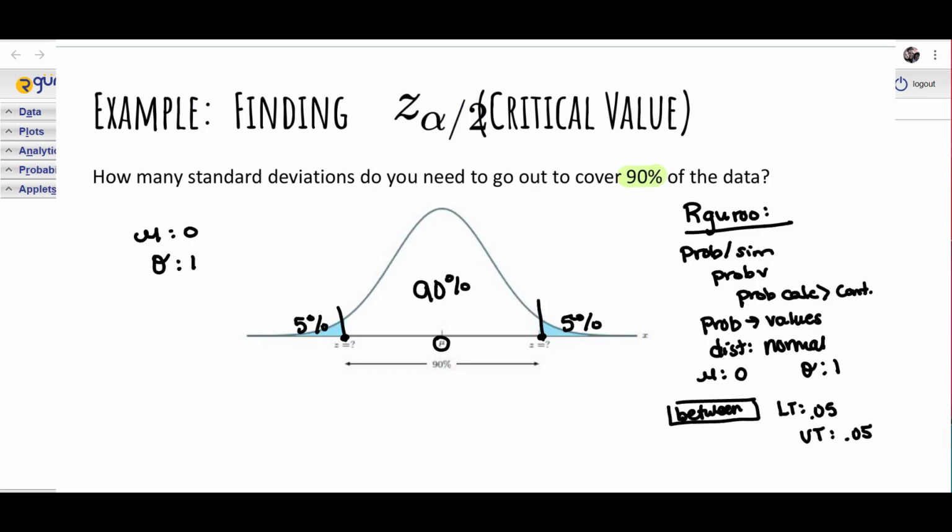Okay? So again, in our guru, probability simulation, in the probability drop down, choose probability calculator, choose continuous. This is really quick. It looks like a lot of steps, but it's really quick. Make sure it says probability to values, not values to probability. And then distribution should stay normal, which is the default. Put in 0 for your mean, 1 for your standard deviation. We're going between, and then you need to give the lower tail and the upper tail. So let's look at that with our guru.